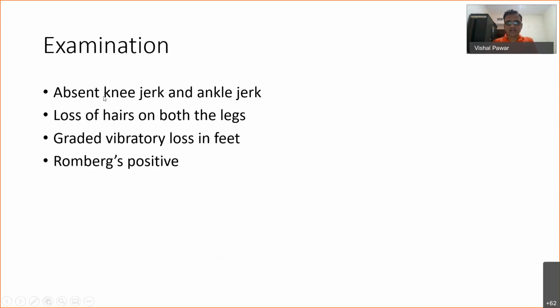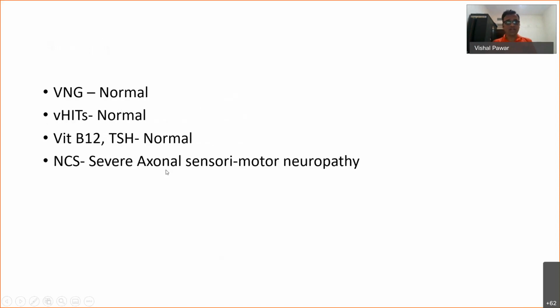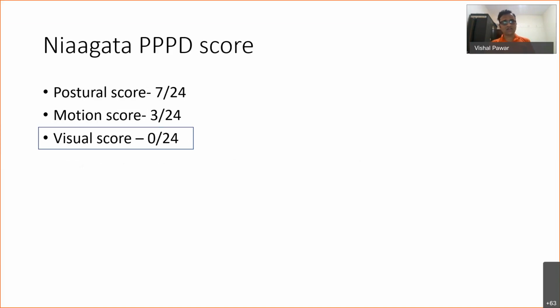Then on examination, he had absent knee jerk and ankle jerk, and loss of hair on both legs. That is a very important sign of peripheral neuropathy. He had graded vibratory loss in the feet, and Romberg sign was positive. His VNG, video nystagmography, was absolutely normal. VHIT was normal. His vitamin B12 and TSH were normal. And in the nerve conduction study, he had severe axonal sensorimotor neuropathy. So when we have a hypothesis in mind and then do the testing, we can narrow down our diagnosis, and his visual score was 0.